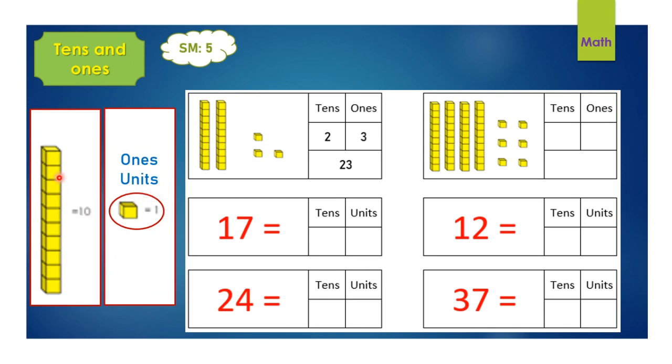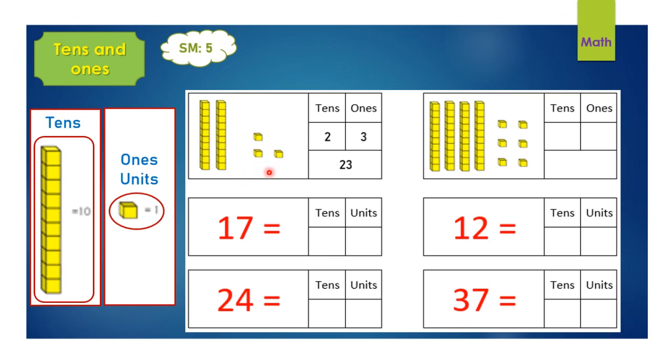But what if we have a big bar like this? Can you count with me how many small cubes? Okay, let's count. 1, 2, 3, 4, 5, 6, 7, 8, 9, 10. So every bar equal 10. See, we call them the tens. So every time I see this bar, I know it's equal 10 without counting.